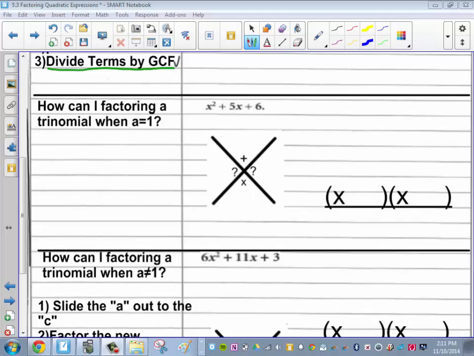Okay, this next section we're going to figure out how to factor a trinomial when a is 1. And there's a process to this. You practice it, you get it. You don't practice it, you don't get it. You'll never get it if you don't practice it. So just practice. So here you go.